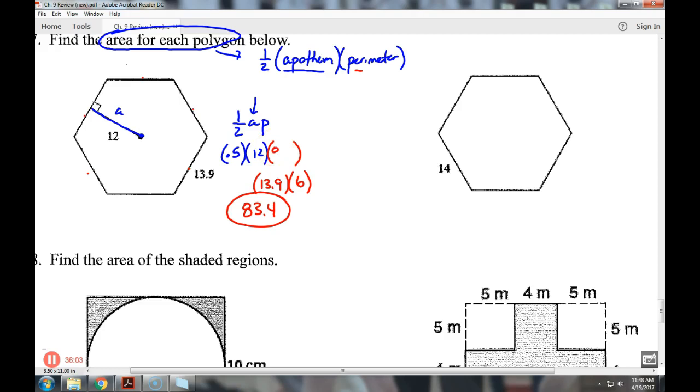No, wait a minute. I didn't finish that problem. All I did was the perimeter. So the perimeter is 83.4. So the final answer is all of that. So I had to do 0.5 times 12 times 83.4, which is 500.4.